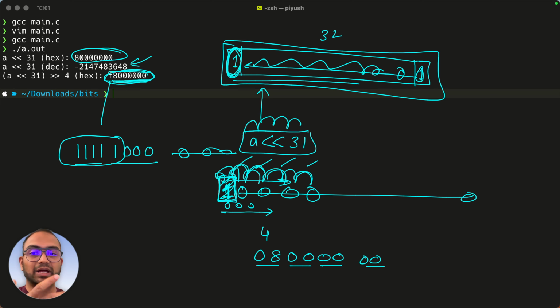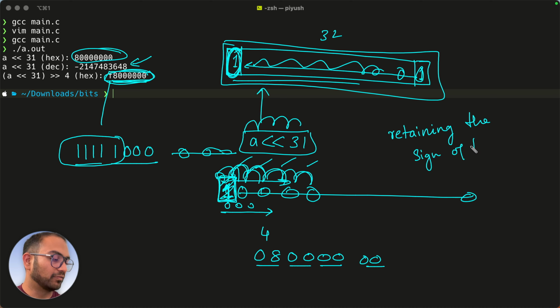And now the question is, hey, why does the CPU do this? And by the way, we are still discussing a very special case of signed numbers. Right shift operation as performed on a signed number where the MSB is 1 replicates the MSB. And the reason for that has to do with retaining the sign of the number.